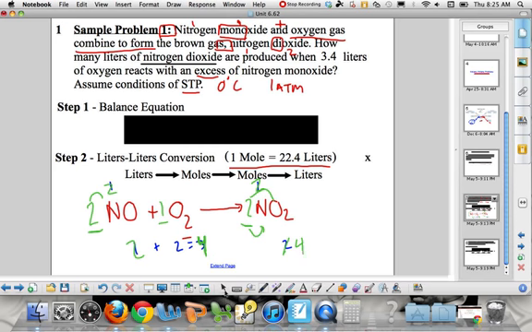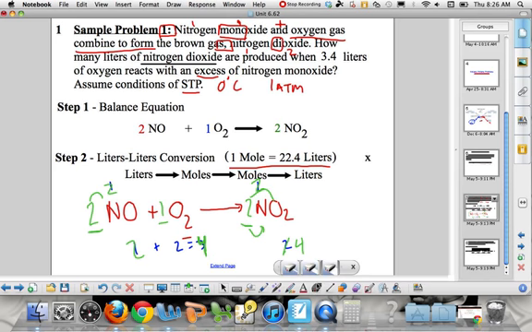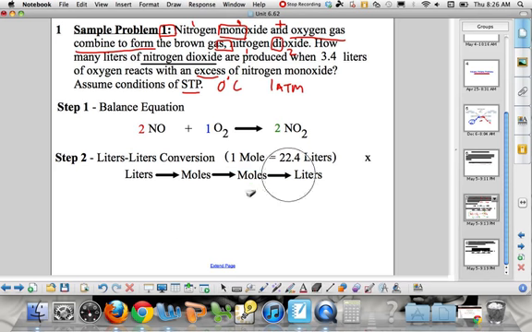Let's clean this up. I'll see my same equation right here that we just looked at. 2, 1, 2. Clean everything up so we can try this problem now that we have the equation balanced. All right, so let's take a look at how to start this problem.